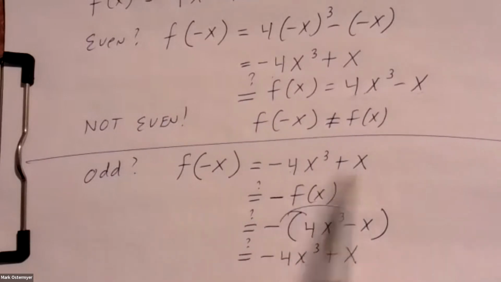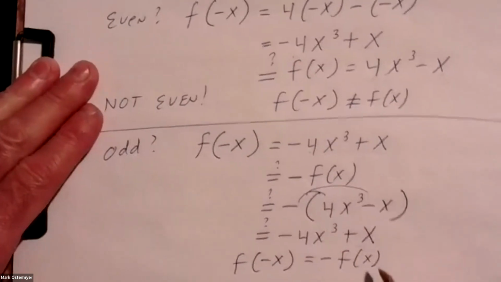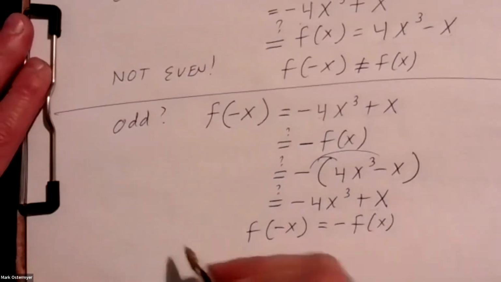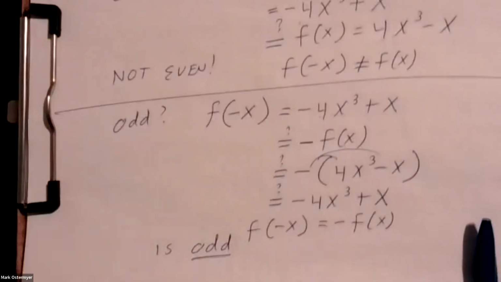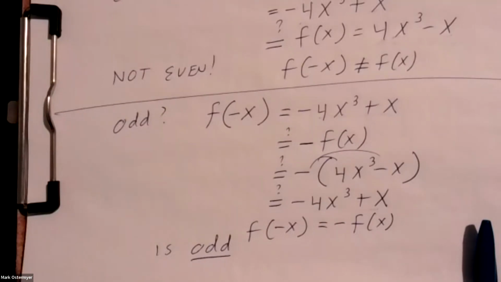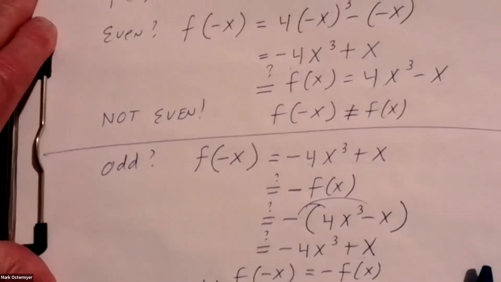So f of negative x right here is equal to the negative of f of x. So therefore, we have shown that f of negative x is equal to negative of f of x for all x. And therefore, the function is odd. This is an odd function. Okay. And another way to confirm that it's an odd function is to graph the function and see if it is symmetric with respect to what? An odd function must be symmetric with respect to what? The x-axis, the origin? Which one is it? Do you remember?